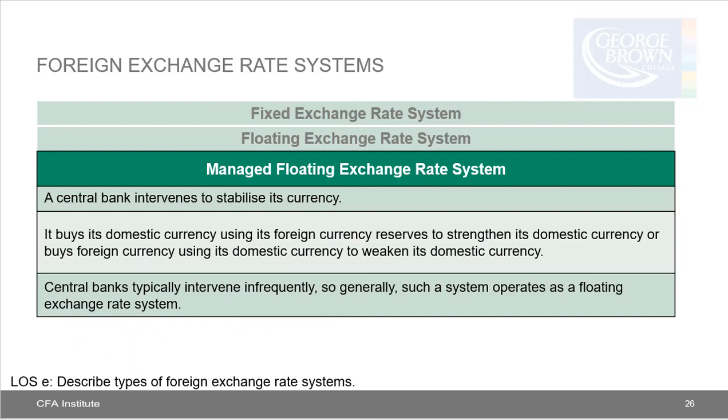In a managed floating exchange rate system, a central bank intervenes to stabilize its currency. It buys domestic currency using its foreign currency reserves to strengthen its domestic currency, or it buys foreign currency using its domestic currency to weaken its domestic currency. So, for example, in the wake of the European sovereign debt crisis in 2012, many investors converted their euros into Swiss francs, viewing the Swiss franc as a safer currency than the euro.